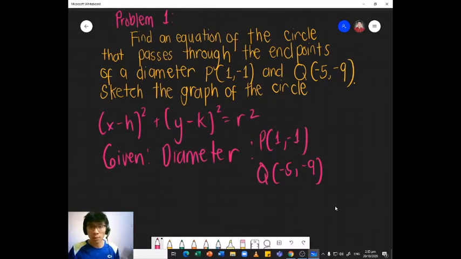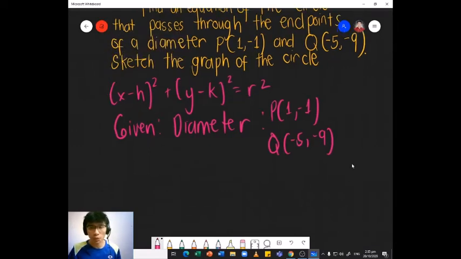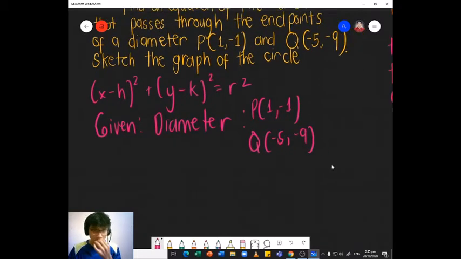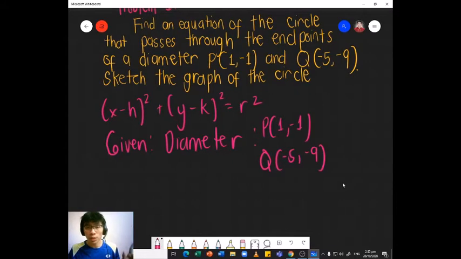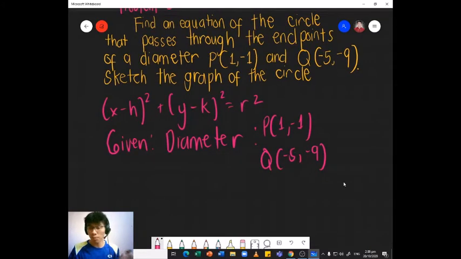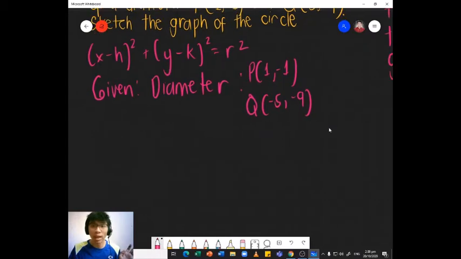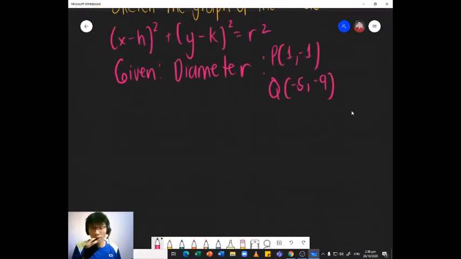So of course, if you still remember, how are we going to know the standard form of a circle? First and foremost, we need to know the center of our circle, at the same time the length of our radius. But in the problem, we don't have those things. So in short, we cannot directly find the standard form of our circle because we need the center, at the same time the radius. But in the given, we only have the endpoints of the diameter. So how are we going to solve this kind of problem, ladies and gentlemen?